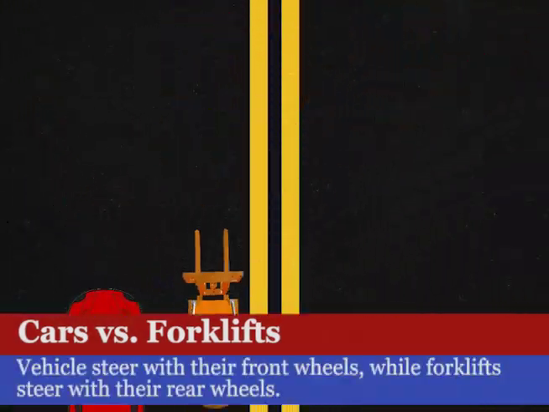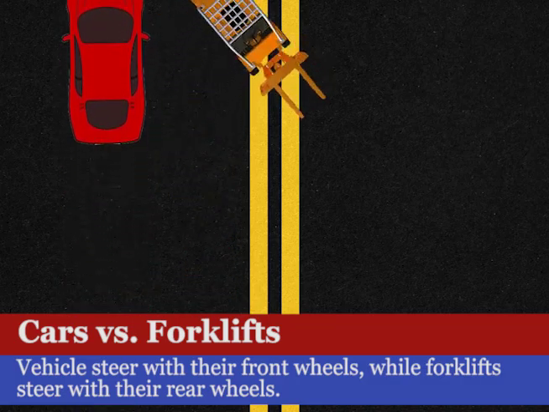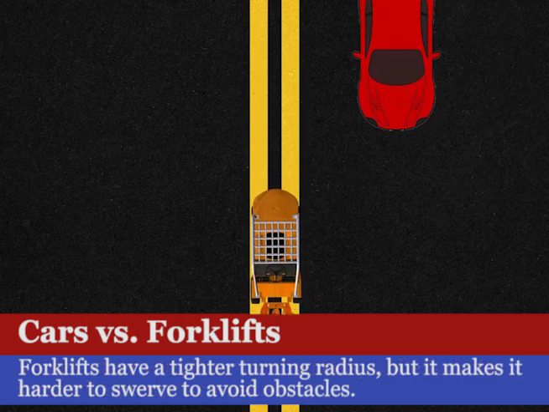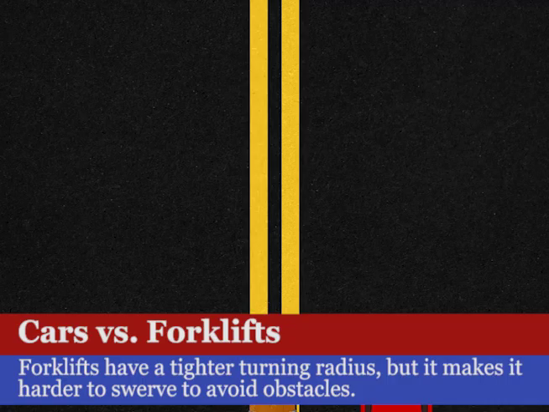The maneuvering characteristics of forklifts are very different than automobiles. Vehicles steer with their front wheels, while forklifts steer with their rear wheels. This gives forklifts a tighter turning radius, but makes it harder to swerve to avoid obstacles.